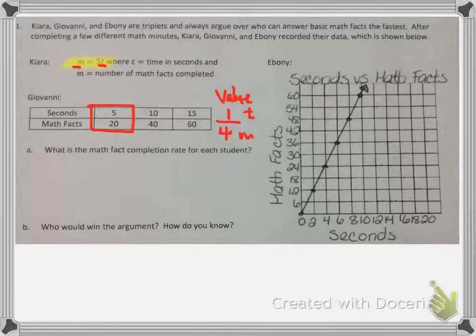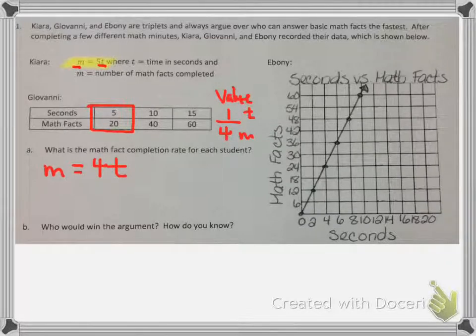So my equation for Giovanni is going to be math facts are equal to 4/1, or just 4, times the number of seconds. So Giovanni's equation is 4 times t is equal to the number of math facts. 4 times the number of seconds is equal to the number of math facts. All right, so I have an equation for Giovanni.